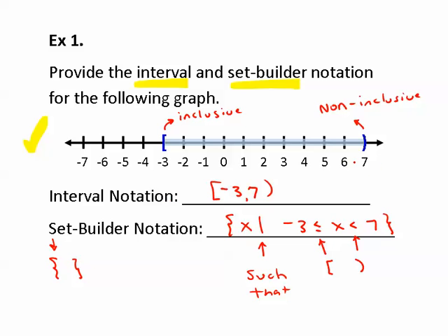So keep in mind, all three of these, the graph, the interval notation, and the set builder notation, are all saying the same thing. They're all identifying the same set of numbers. We can do it graphically, by using what's called interval notation, or by using what's called set builder notation. So let's take a look at another example.